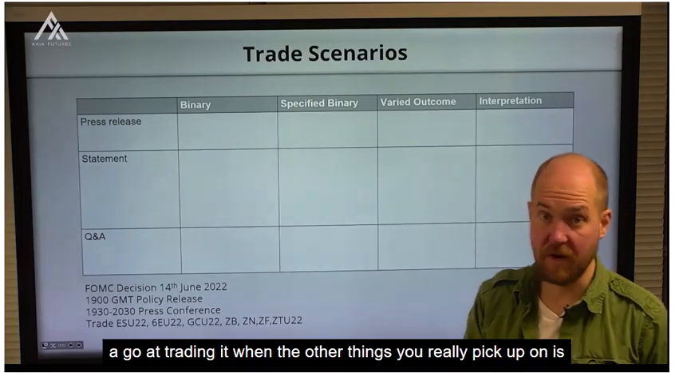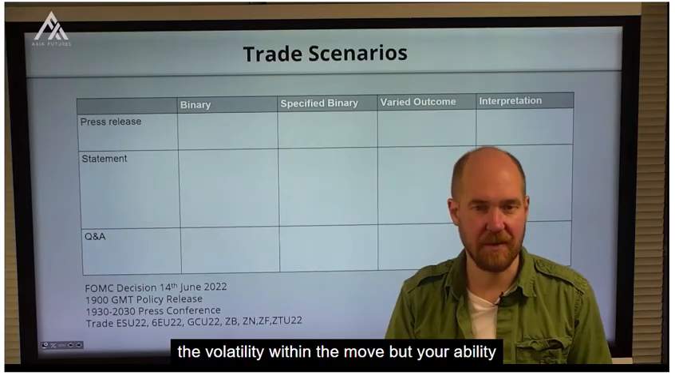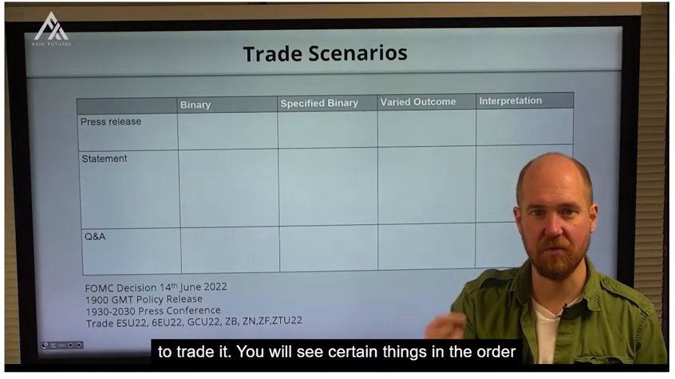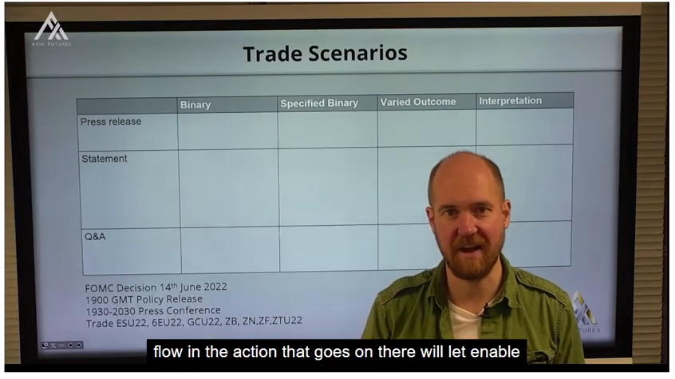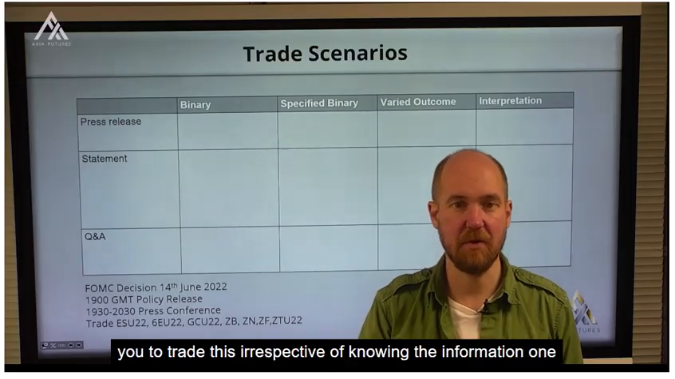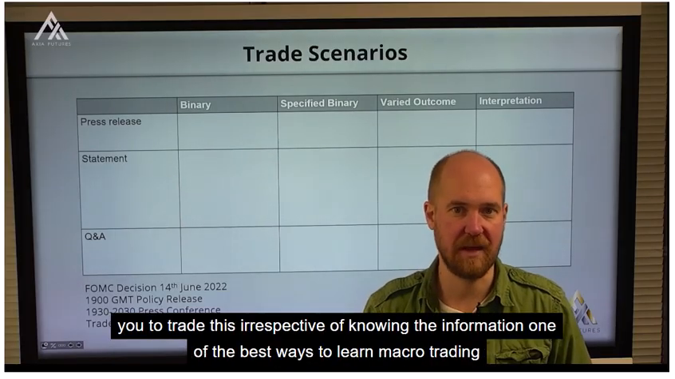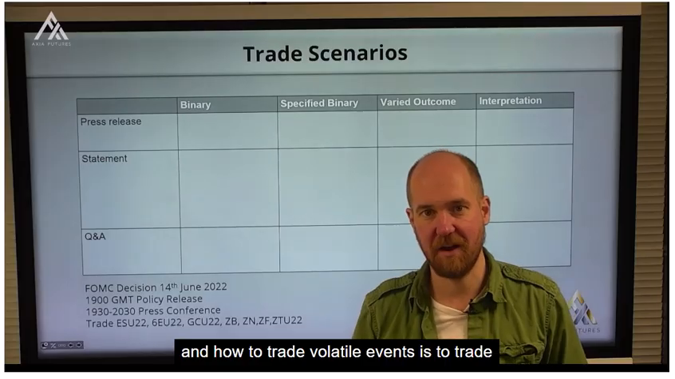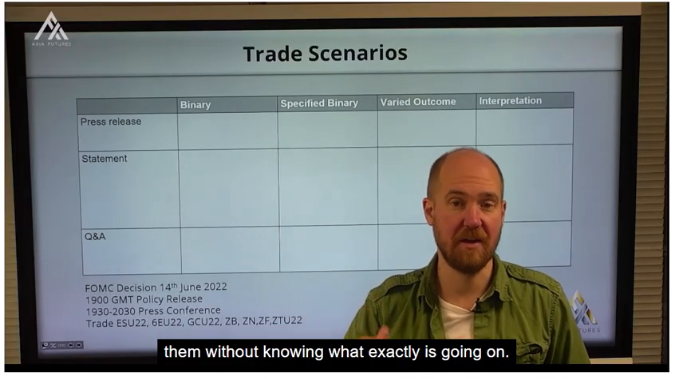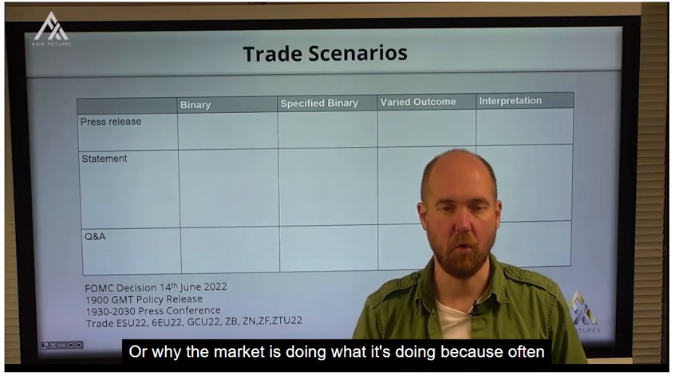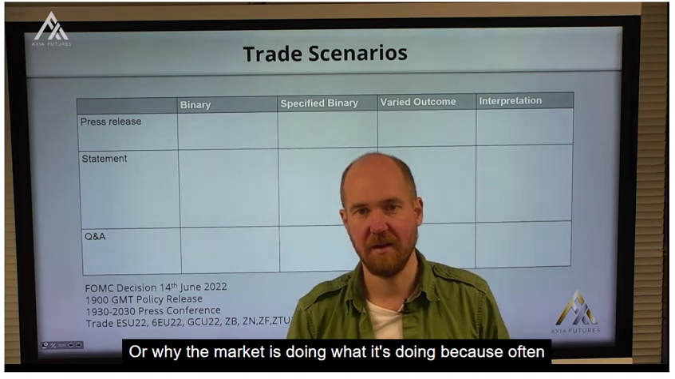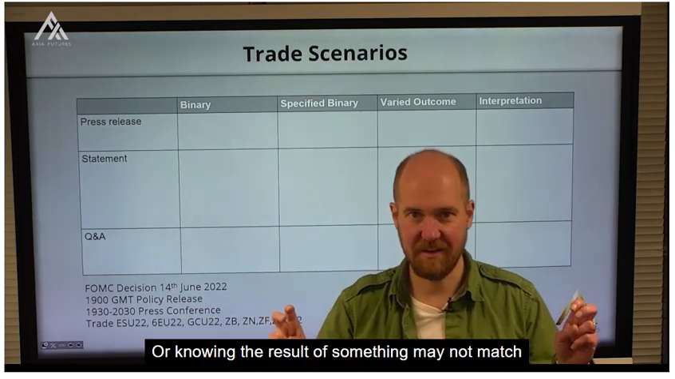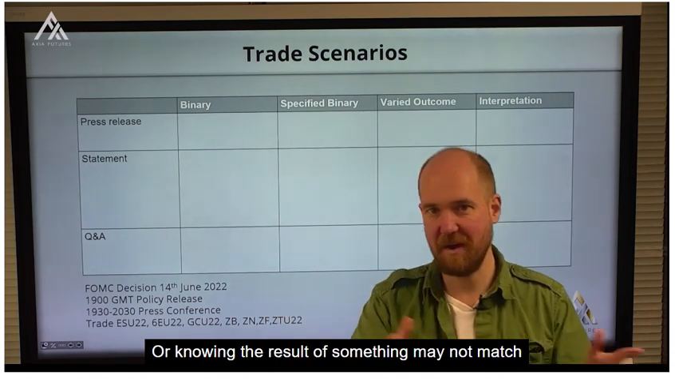One of the other things you will really pick up on is the volatility within the move, but your ability to trade it. You will see certain things in the order flow, in the action that goes on, that will enable you to trade this irrespective of knowing the information. One of the best ways to learn macro trading and how to trade volatile events is to trade them without knowing what exactly is going on or why the market is doing what it's doing. Because often knowing why or knowing the result of something may not match up with what the market does.